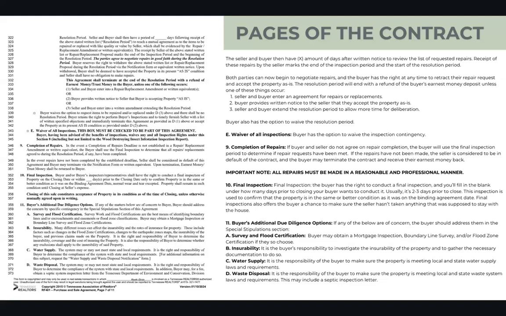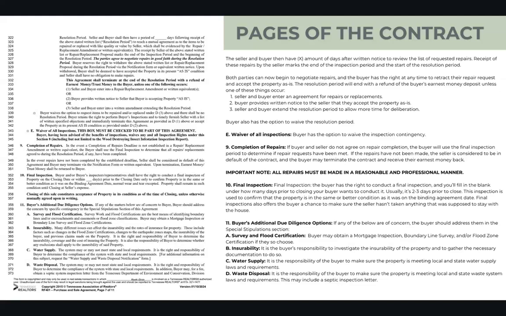The seller and buyer enter an agreement for repairs or replacements. The buyer provides written notice to the seller that they accept the property as is, or the seller and buyer extend the resolution period to allow more time for deliberation. The buyer also has the option to waive the resolution period.